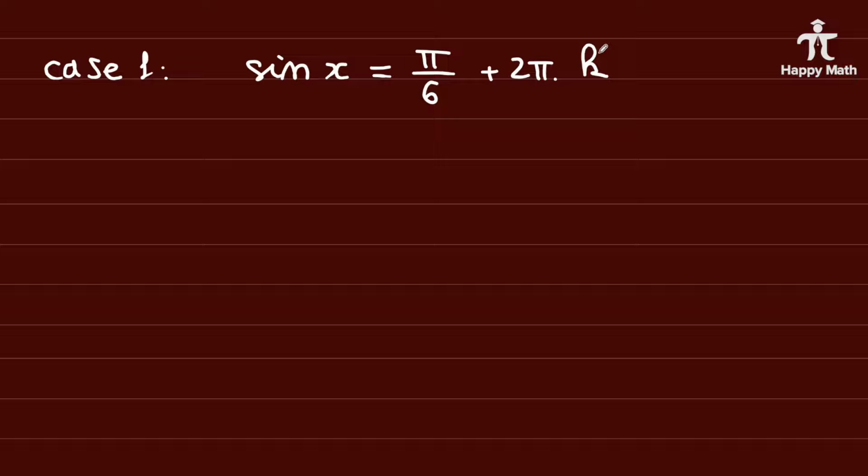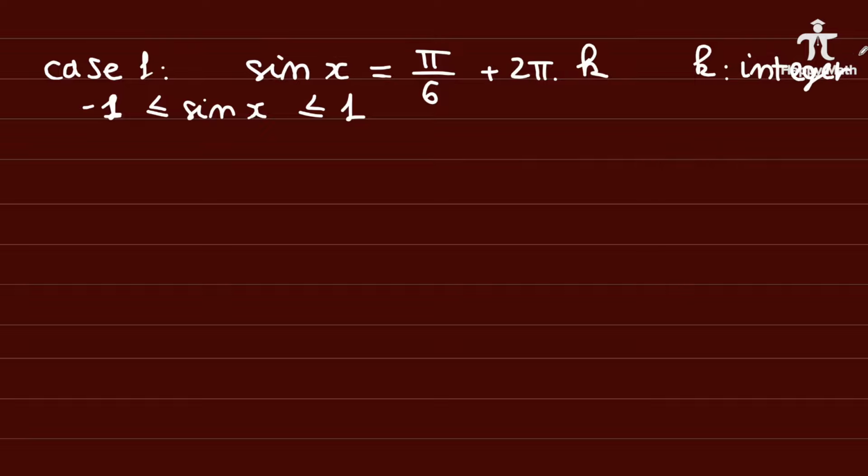About the first case, you got sin x equal to pi over 6 plus 2 pi k, and once more, you have the value for sin x. At the beginning of this video, I already told you about the range of sin x: it belongs to -1 and 1, less than or equal to 1. And now I need to try some values for k. k means an integer. Maybe negative, maybe positive, and maybe 0, but k has to be an integer.